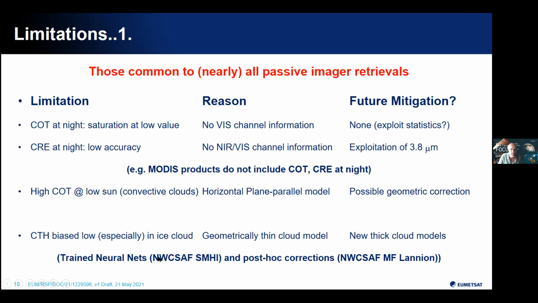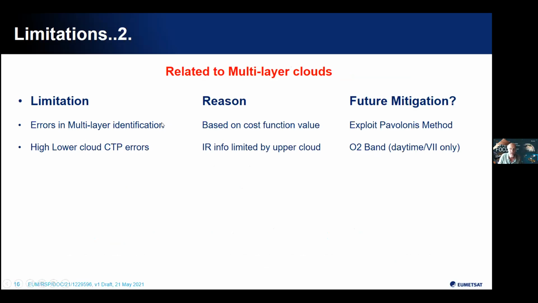The one thing we are working on and can do something about, and we're quite close to that, is to remove this low bias in clouds. The reason the low bias is there is because we and everybody else more or less uses a geometrically thin cloud model, and if we use thick cloud models, then the biases can be removed essentially. There are other ways using neural nets and correction, but this is the way we expect to go in the near future. And a couple of limitations with the multi-layer clouds, but nothing serious.